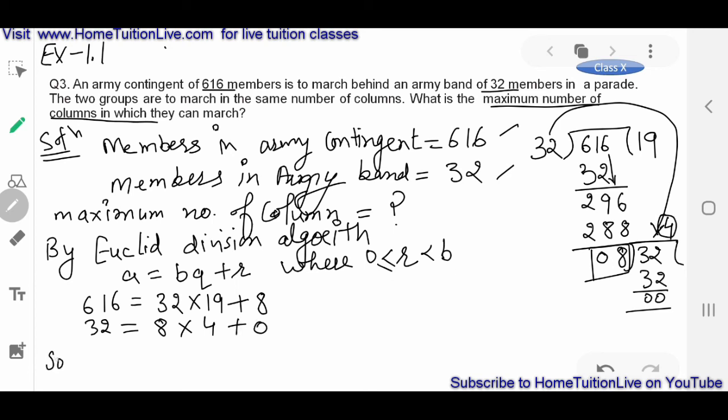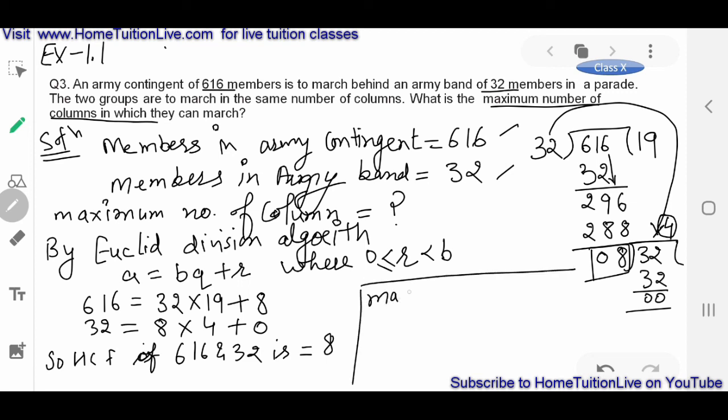So HCF of 616 and 32 is 8, and we have to find the maximum number of columns. Maximum number of columns for the march is 8.